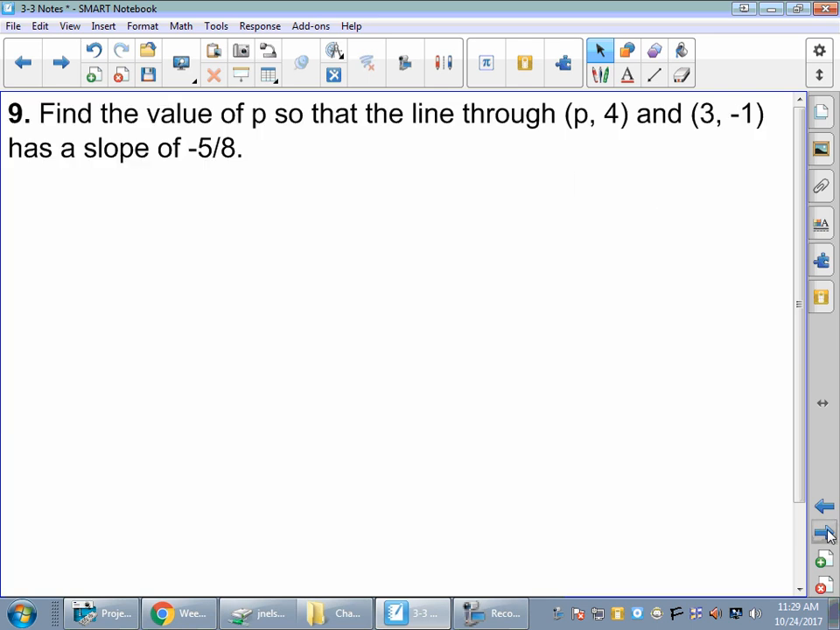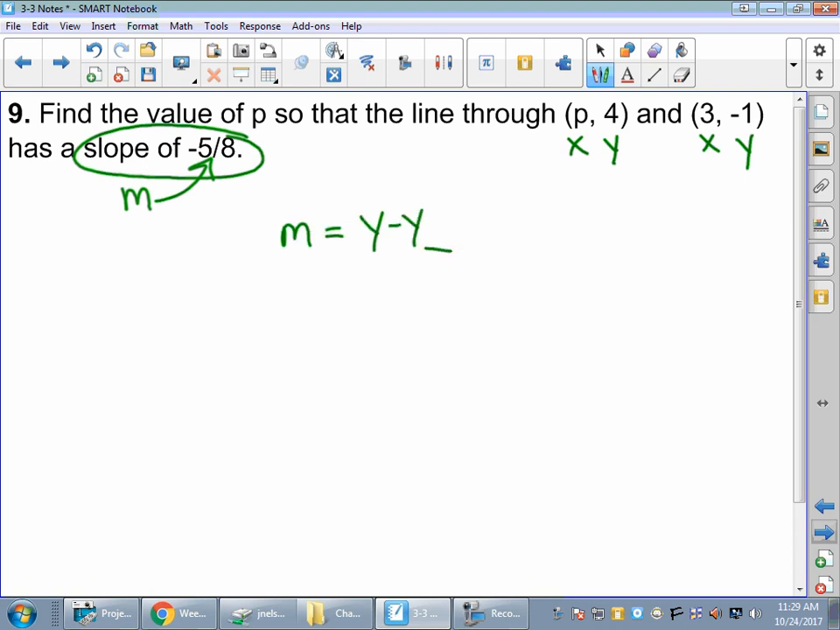All right, these last two problems involve solving for an unknown value. So they're giving us slope. They're giving us the slope is negative 5/8. So that's what your m value is. M is negative 5/8. So if you set up your slope formula, here's my x and y, here's my x and y, and you use your slope formula, y minus y over x minus x, you just want to replace the m value. You have the m value, negative 5/8.